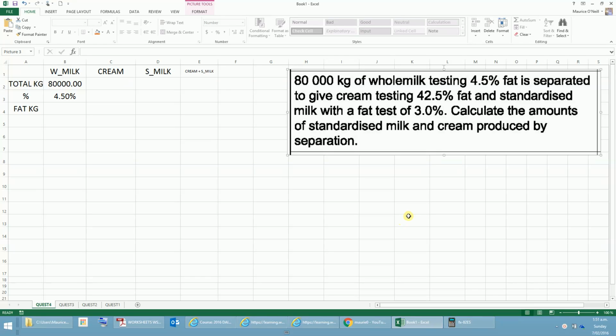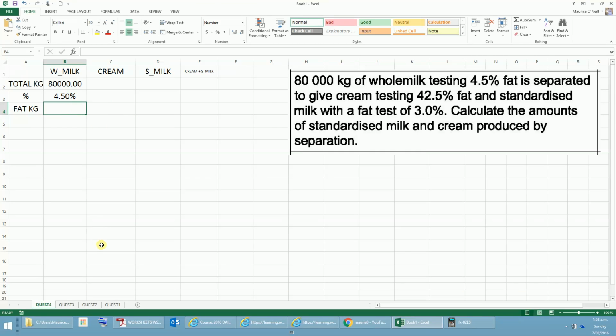In this video we're going to take a look at a little more complex problem with the milk balancing situation. So we've got 80,000 kilograms of whole milk testing at 4.1% fat, and that's to be separated to give cream testing at 42.5% fat and standardized milk with a fat test of 3%. We need to calculate the amounts of each standardized milk and cream produced by the separation. Although everything balances out here, we don't quite have the quantities that we had previously. So let's have a look at this.